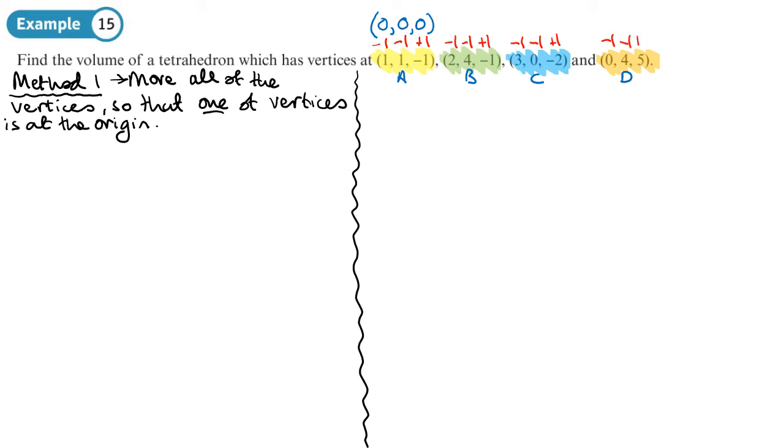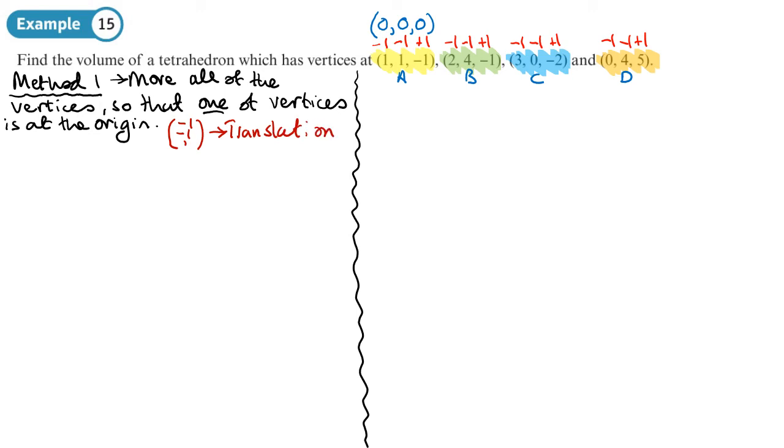It doesn't change its volume. All it does is shift all of the coordinates, like a translation, so that we end up with one of the vertices at the origin. And as I said, it could be any vertex. So basically I'm applying a translation, and this is a translation of -1, -1, 1, to all of the coordinates.